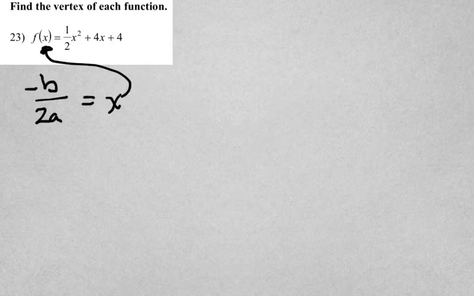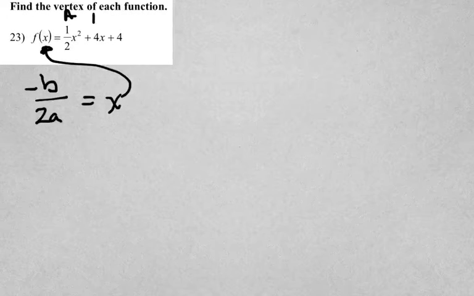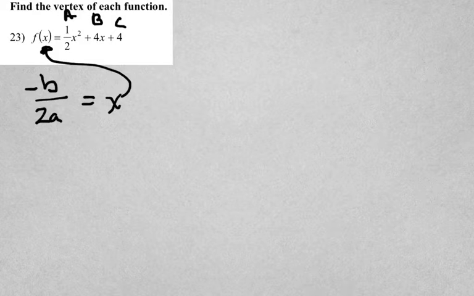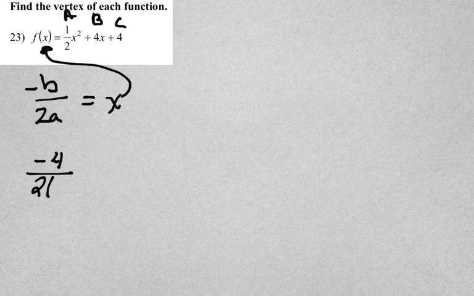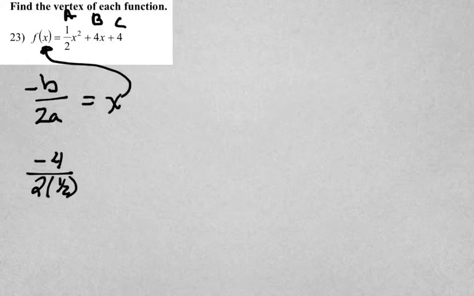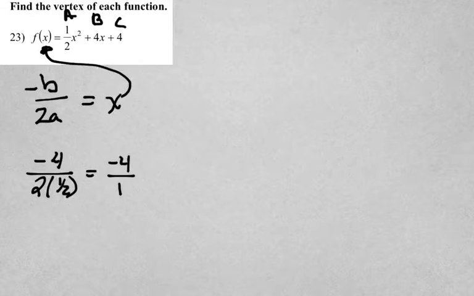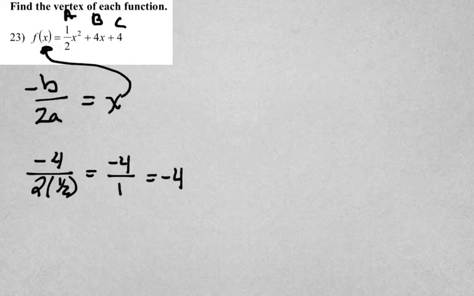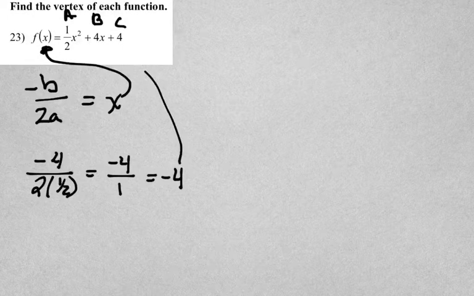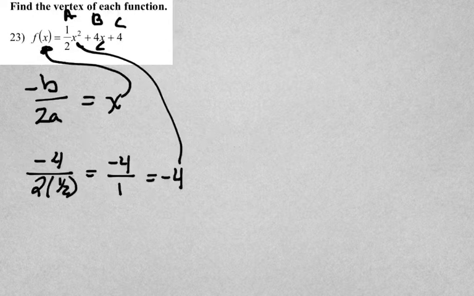So negative b, and so remember this is a, b, and c. So negative b is opposite of the positive 4 divided by 2 times a 1/2. So 2 times 1/2 is 1. So negative 4 divided by 1 is negative 4. Now I'm going to take that number and I'm going to plug it into every x up here in the original equation.